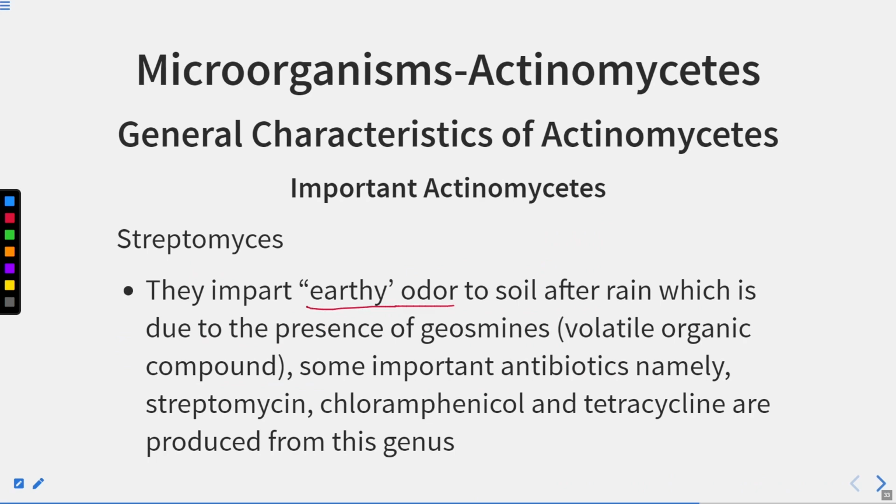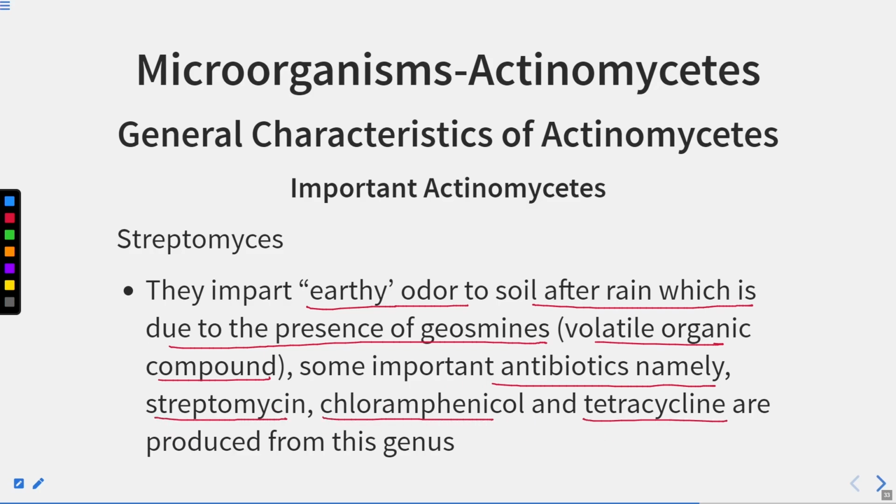They impart an earthy odor to the soil after rain, which is due to the presence of geosmin, a volatile organic compound. Some important antibiotics, namely streptomycin, chloramphenicol, and tetracycline, are produced from this genus. So commercially this is very, very important, as they can give rise to so many types of antibiotics, and these antibiotics are very common, and they inhibit so many harmful bacteria, right? So this is used in medicine, and they are very important.